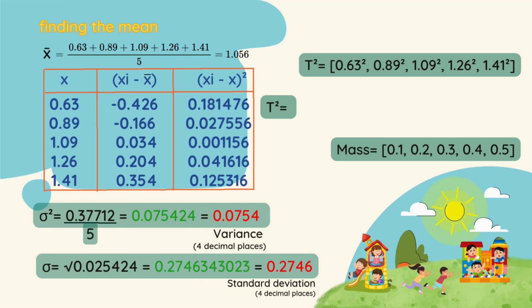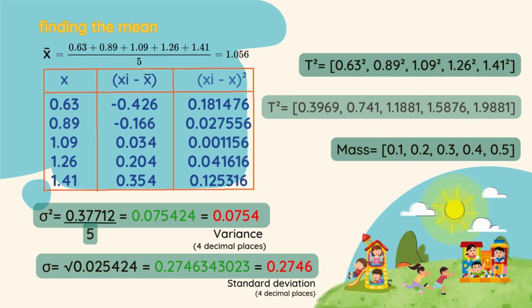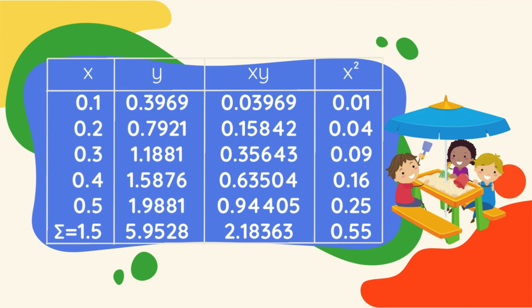To find the standard deviation, simply take the square root of the variance. The standard deviation provides a measure of spread that's in the same unit as the original periods. Now, we need to find the linear regression of the spring constant from the relationship of the mass and the square of the period. Before we do the formula, it's better to have a table so that we can substitute later on. Here we have our x, which is our mass, our y is the square of the period, xy is mass multiplied by the square of the period, and x squared is mass squared.